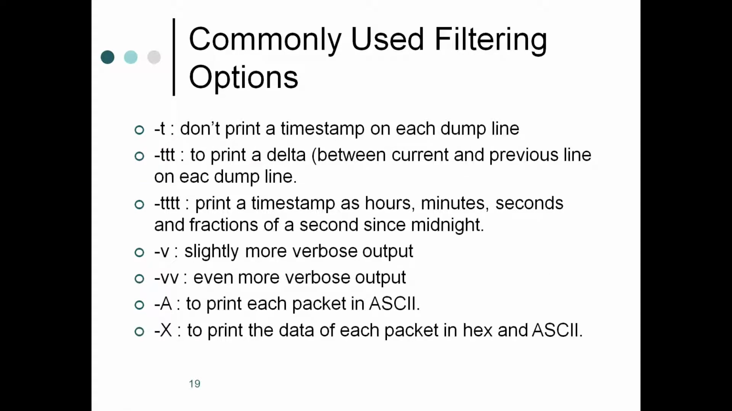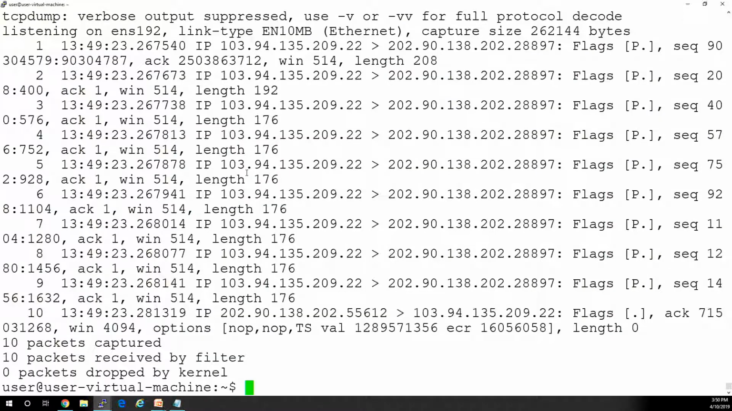-t means don't print a timestamp on each dump line. The timestamp can be on the first packet and then it can skip. If you use -ttt, it will print a delta between the first packet and the continuous packets. And if you use -tttt, it will print the timestamp as hours, minutes, and seconds, starting from midnight. So let me try this.